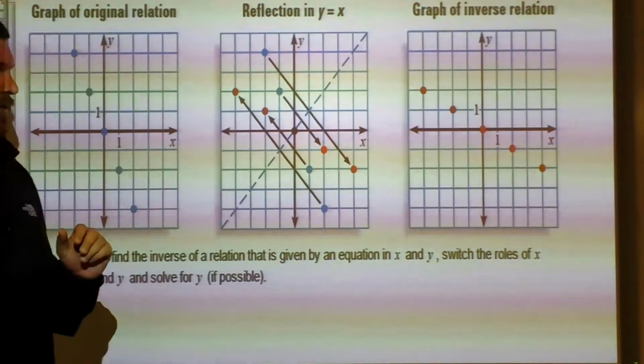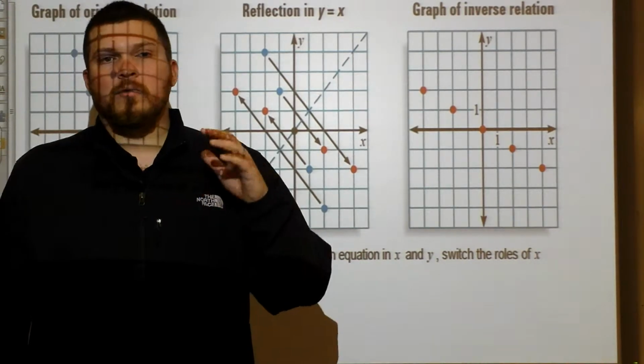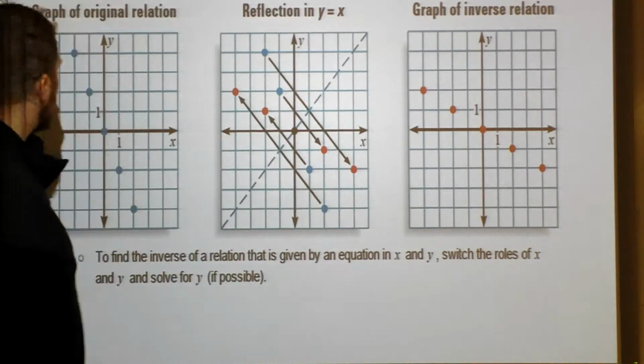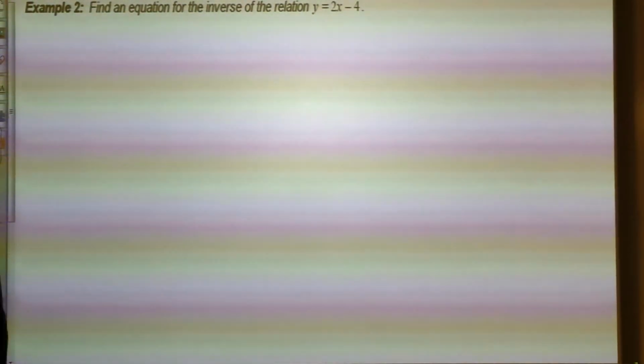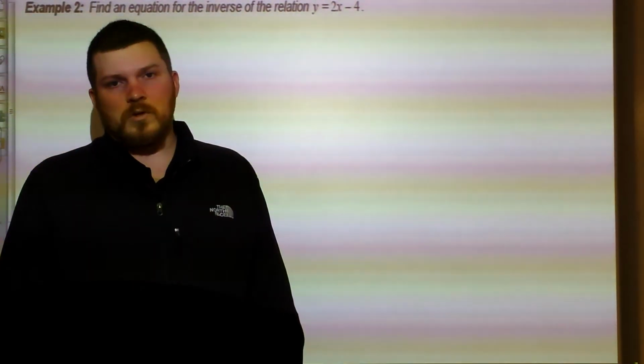Pretty much to find an inverse of a relationship, we're going to start by switching x and y, and then getting y by itself. That's going to create our new inverse function. So let's do an example. I want to find the inverse of the equation y equals 2x minus 4.